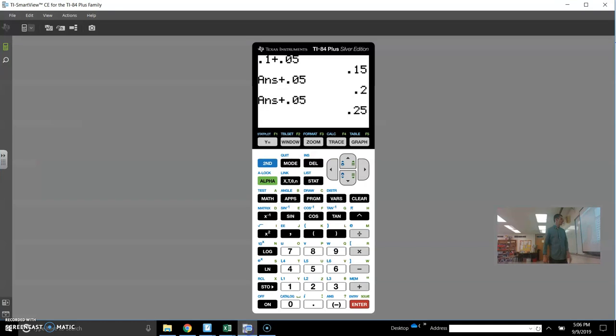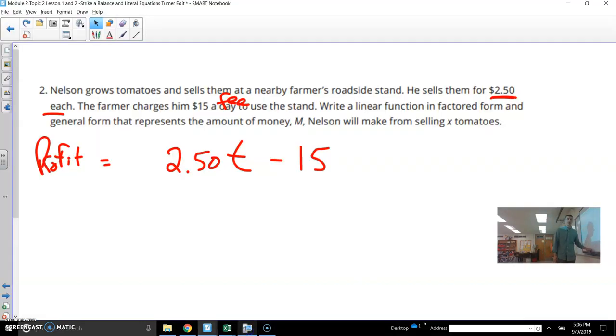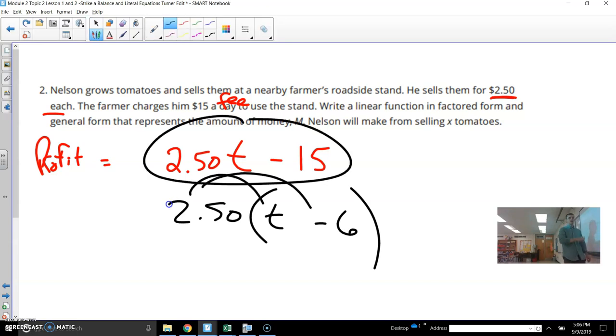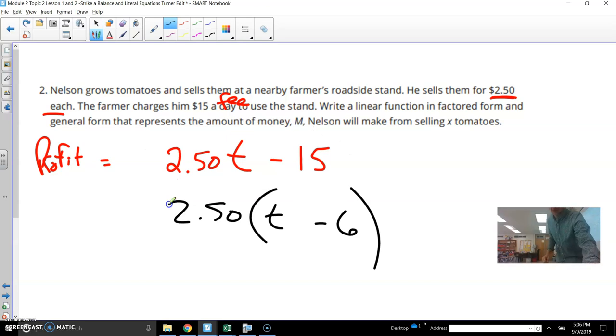Well, we want to start by recognizing that 15 is divisible by 250, and that'd be 6. Essentially, I'd have to sell 6 tomatoes to break even. So I'm going to do what's called factor. I'm going to factor the 250 out of my expression, and that would leave me with t minus 6. If you were to distribute this, you would have the original function that we created.